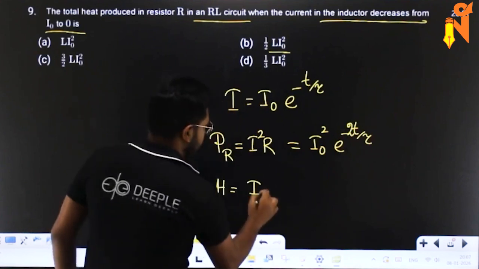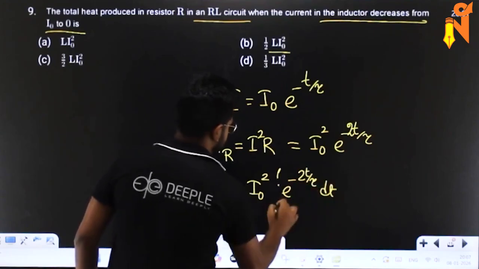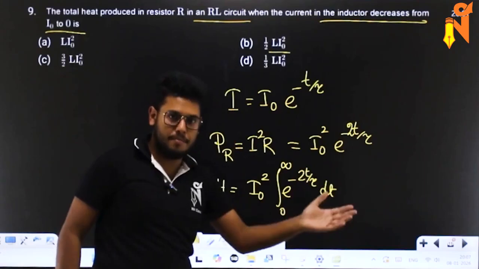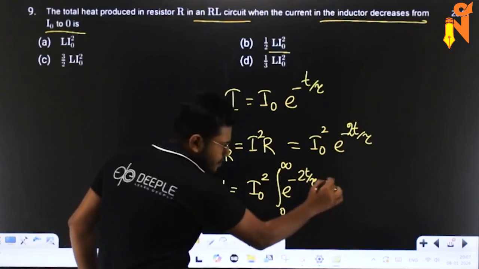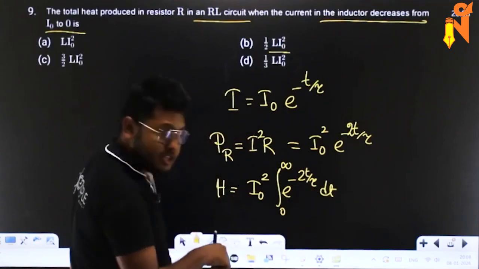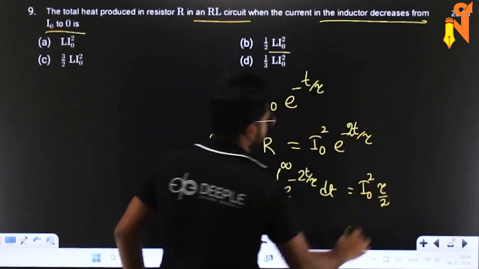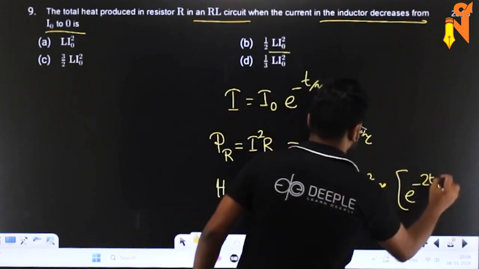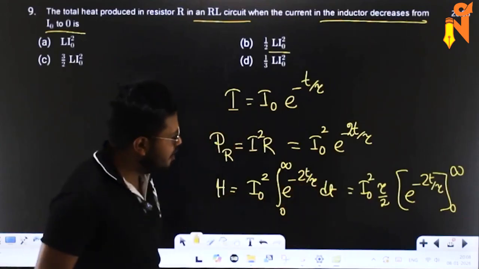Now I0 square, so e to the power minus 2t over tau and dt here, integration from 0 to infinity, because you know theoretically an inductor or capacitor takes infinite time to completely discharge. Now I need to integrate that. So to manipulate this dt, I will put 2, so tau by 2 I need to put. So I0 square tau over 2. I hope you understand this math. So it will come out to be e to the power minus 2t by tau with the limit 0 to infinity. Right? Now if I put the limit here, how much will I get?